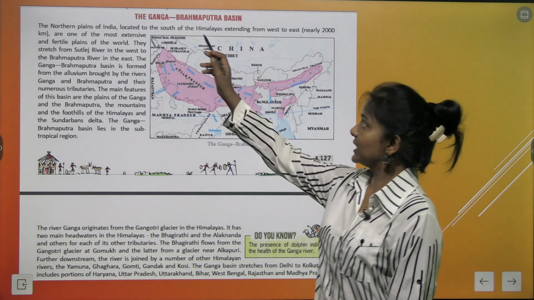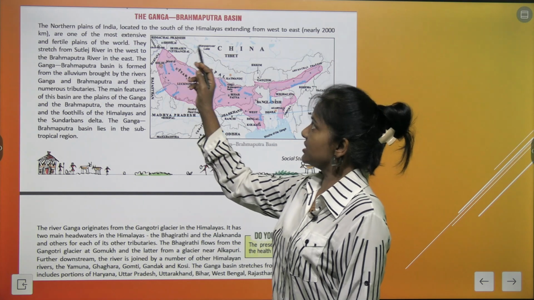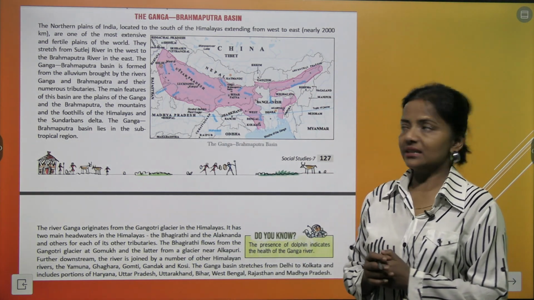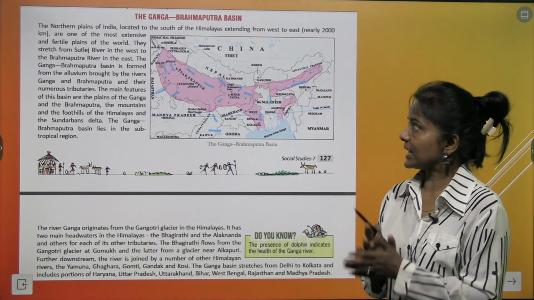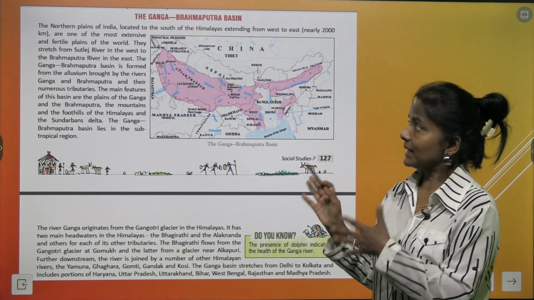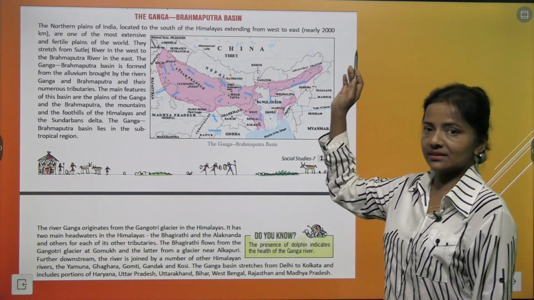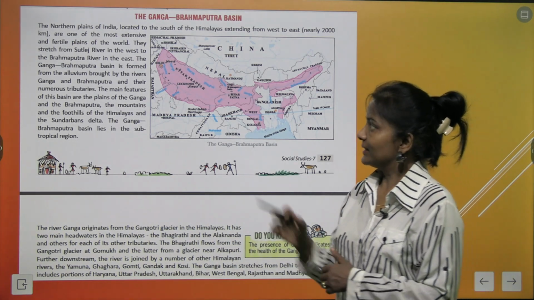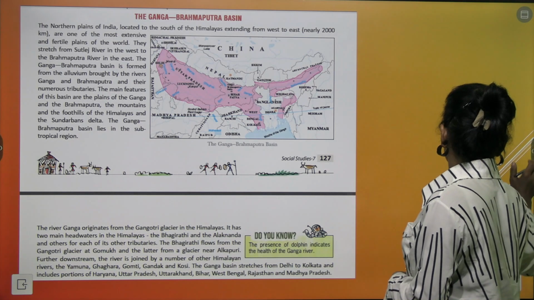Now we'll read about the Ganga Brahmaputra basin. The northern plains of India, located to the south of the Himalayas, extending from west to east nearly 2,000 kilometers, are one of the most extensive and fertile plains of the world. जो northern plains हैं इंडिया के, कहाँ located हैं? South of the Himalayas. वो सबसे फर्टाइल प्लेन है वर्ल्ड का.